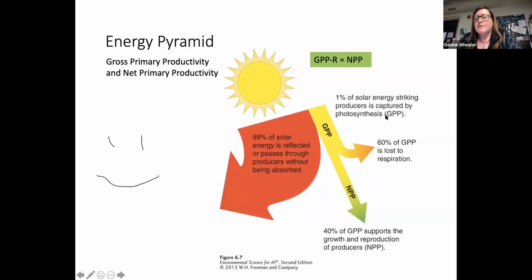That photosynthetic percentage is our gross primary productivity, GPP. Now, plants don't just store all of that sugar that they make during photosynthesis. They're going to use some of it. So this 60% loss to respiration, that's what they're using. And then the net is going to get stored and potentially passed on. So that equation up here, GPP minus R equals NPP, that's the gross primary productivity minus respiration equals your net.